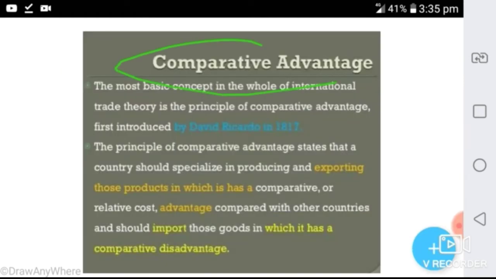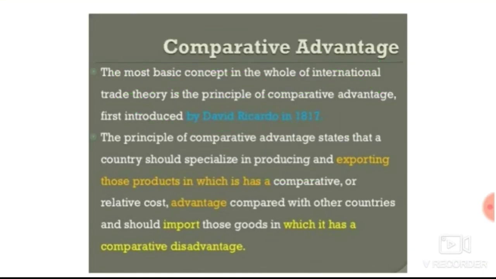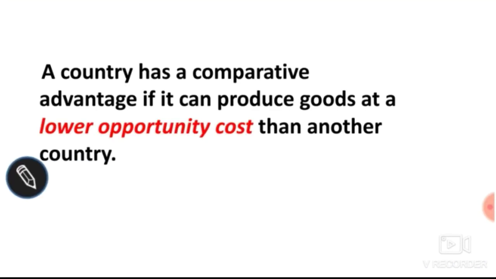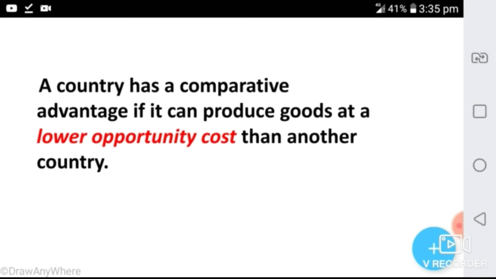Another one, comparative advantage. It is an economic term. This theory is very important for international trade. It was developed by David Ricardo in 1870. It gives a company the ability to sell goods and services at a lower price than its competitors. In this theory, the important term is lower opportunity cost. A country has a comparative advantage if it can produce goods at a lower opportunity cost than another country.